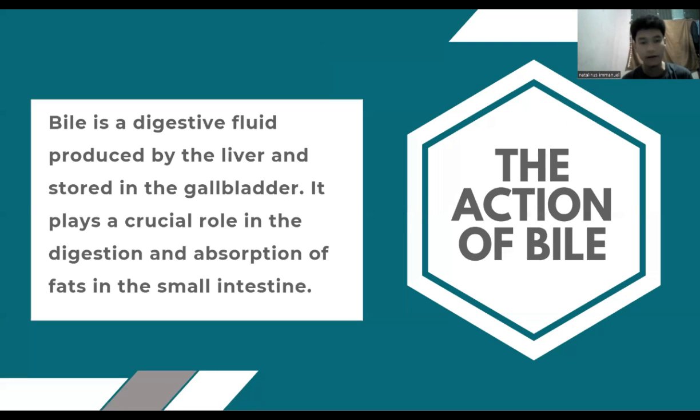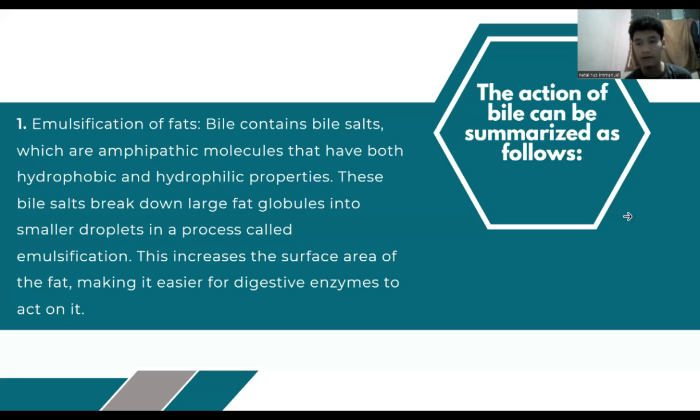The next is the action of bile. Bile is a digestive fluid produced by the liver and stored in the gallbladder. It plays a crucial role in the digestion and absorption of fats in the small intestine. The action of bile can be summarized as follows. One, emulsification of fats. Bile contains bile salts, which are amphipathic molecules that have both hydrophobic and hydrophilic properties. These bile salts break down large fat globules into smaller droplets in a process called emulsification. This increases the surface area of the fat, making it easier for the digestive enzymes to act on it.